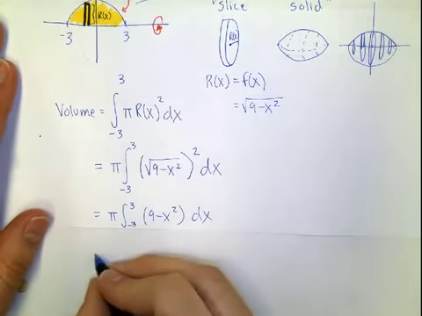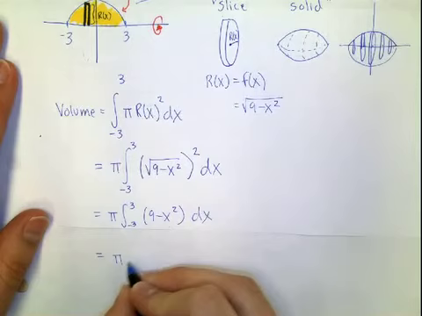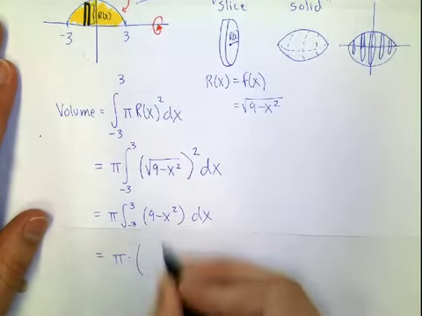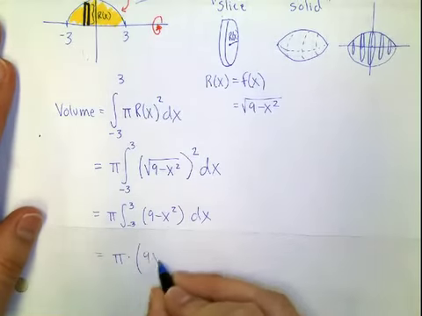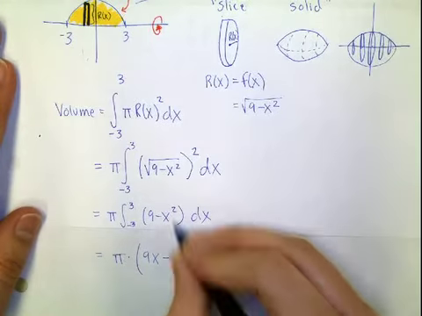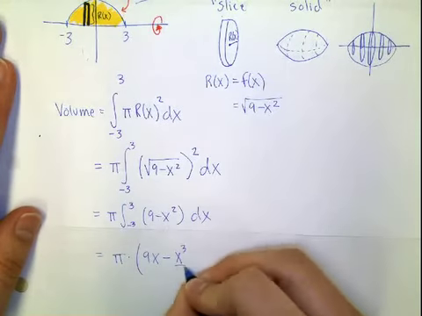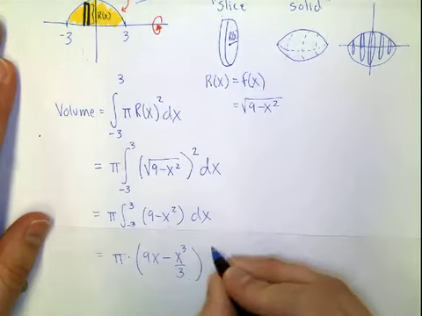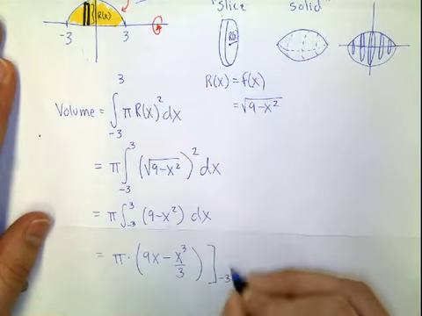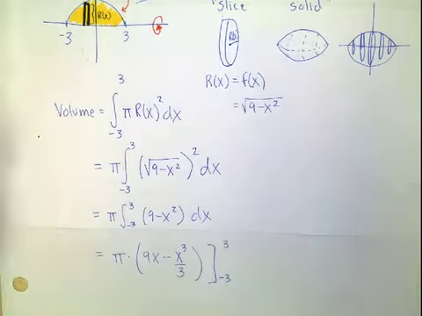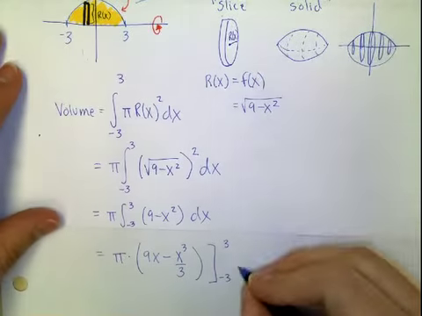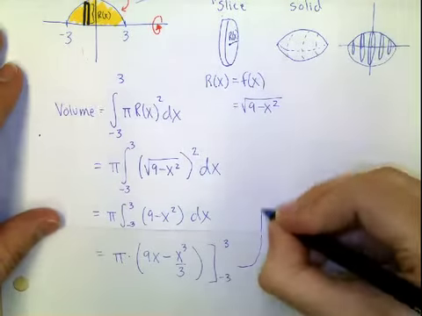It's reverse power rule. I'm going to have pi times 9 becomes 9x, and minus x squared becomes minus x cubed over 3. And then the whole entire thing is bracketed from -3 to +3. And so at this point, we're going to plug everything in and get an answer. Probably easiest to plug everything in and then deal with the pi last. So I'm going to do that right here.